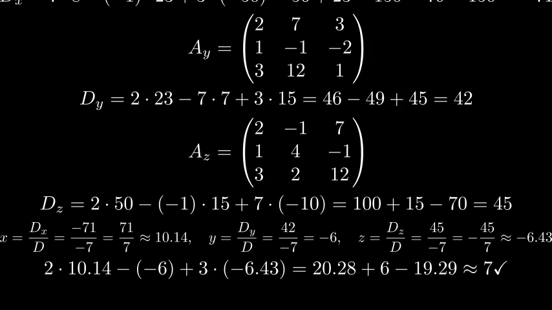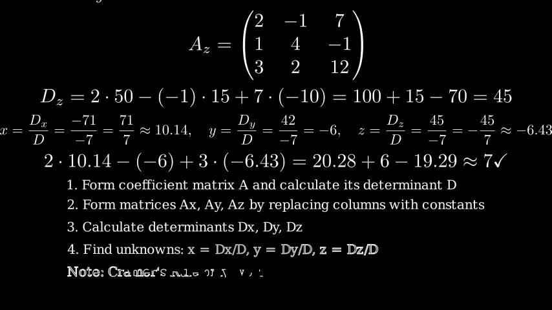To summarize, Cramer's rule provides a systematic method for solving systems of linear equations using determinants. The key steps are: 1. Form the coefficient matrix A and calculate its determinant D. 2. Form matrices A_x, A_y, and A_z by replacing the corresponding columns with the constants. 3. Calculate the determinants D_x, D_y, and D_z. 4. Find the values of the unknowns using the formulas x equals D_x divided by D, y equals D_y divided by D, and z equals D_z divided by D.